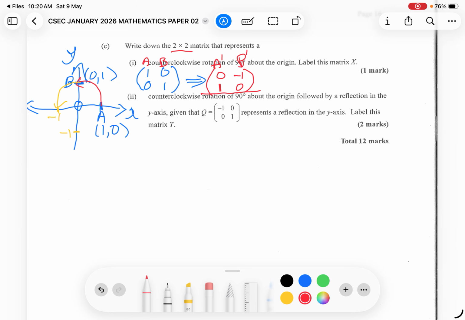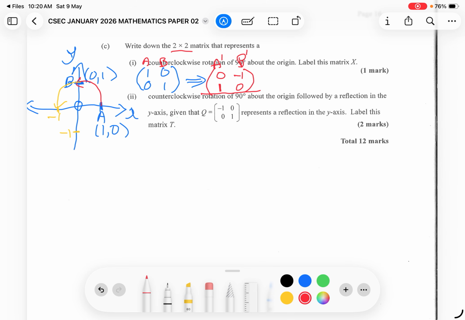So I can find any matrix for a rotation of 90, 270, 180, whichever it is. I just need to put down my unit matrix of A and B and move them along the Cartesian plane to see where would they go if I did that particular rotation.